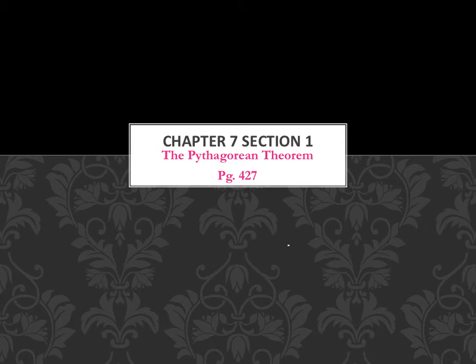All right, so 7.1 is called the Pythagorean Theorem. It basically talks about exactly that, which is something some of you already know. But then we're going to review the square root stuff, how to simplify all that, because all that will happen with this section.